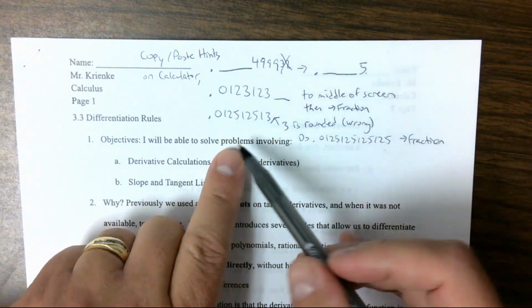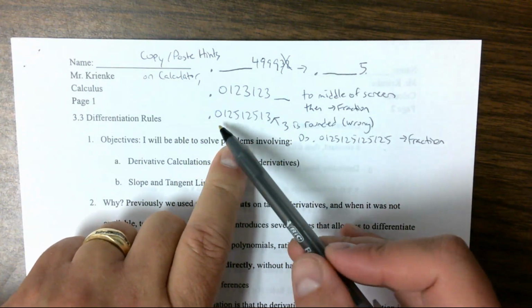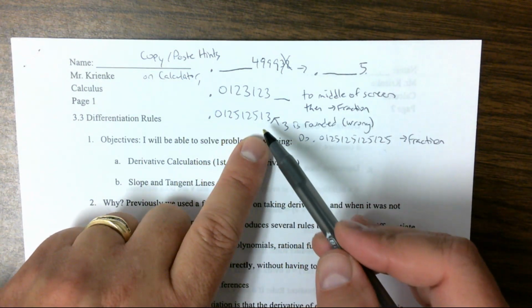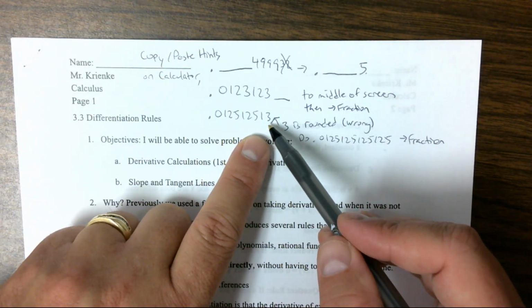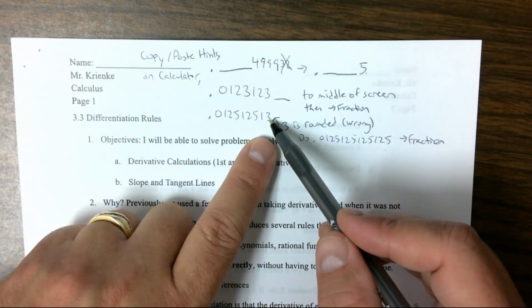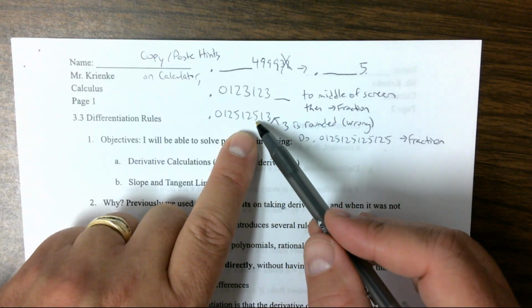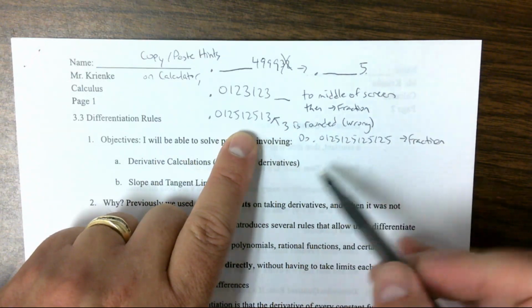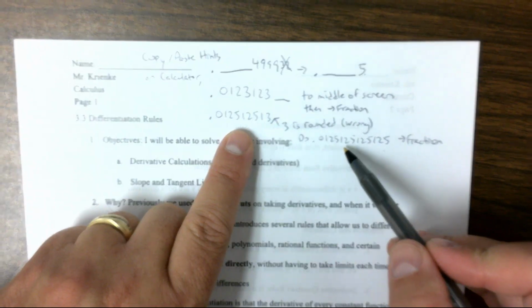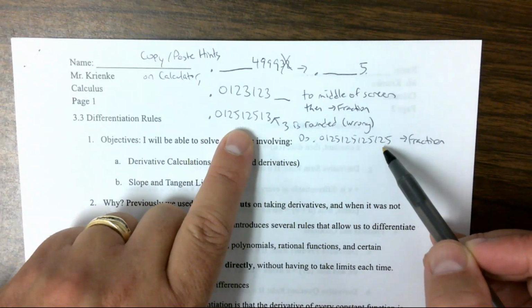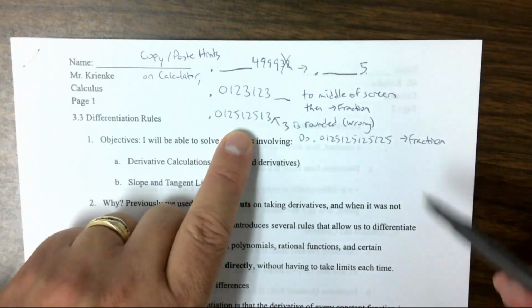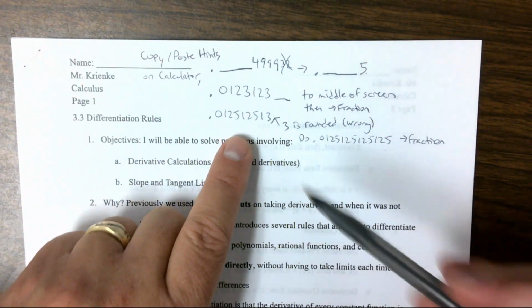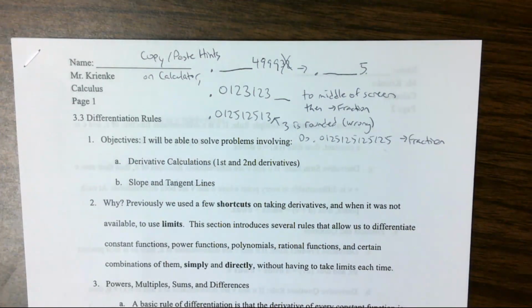And on this one, if you have 0.0125125, then all of a sudden it says 13. That's wrong. That 3 is a rounded number from the 25. So what you're supposed to do is say 0.0125125125125 and then convert it to a fraction. As a reminder, on the copy paste part, we did it like this.